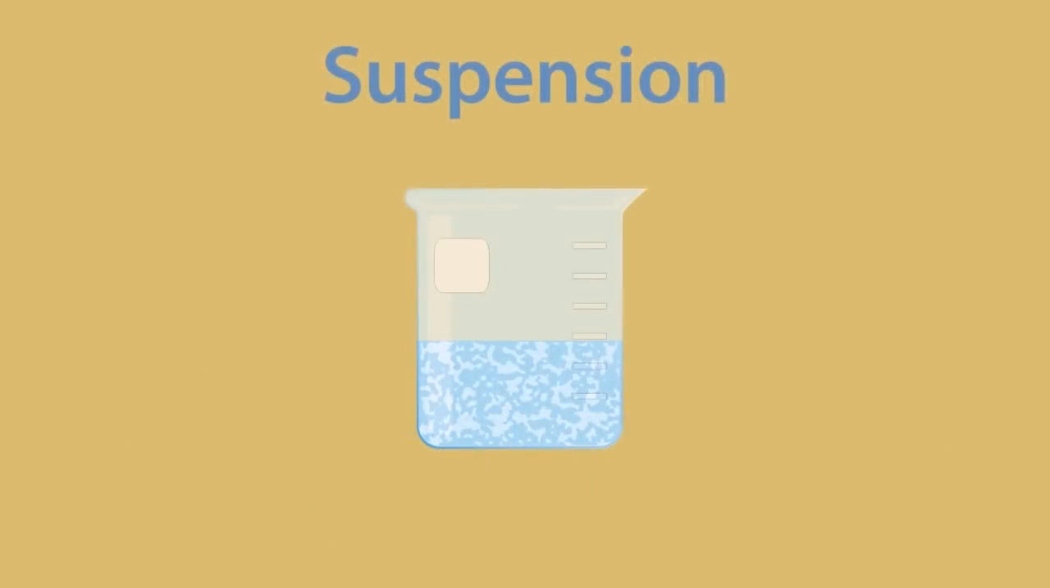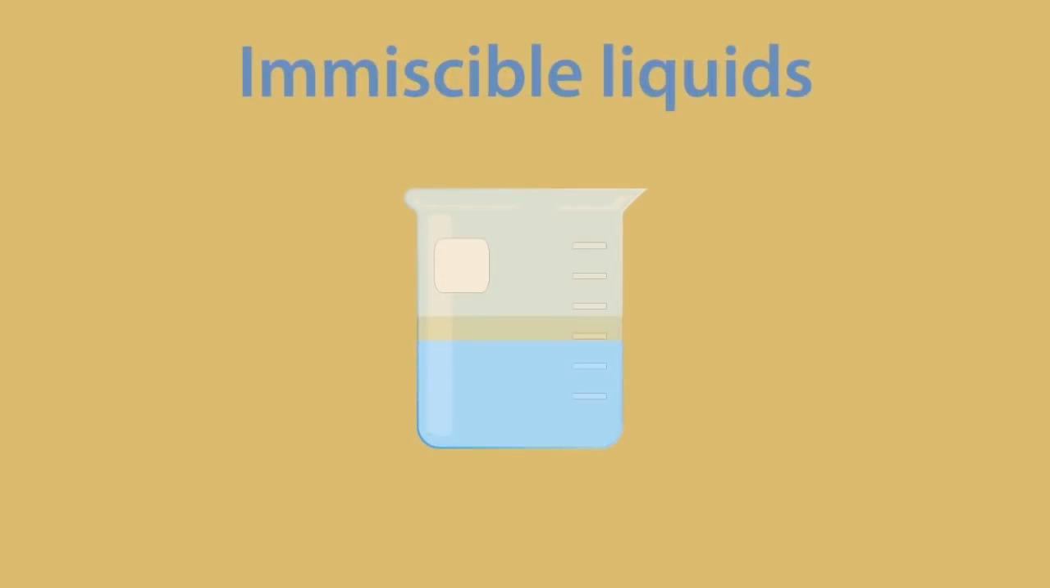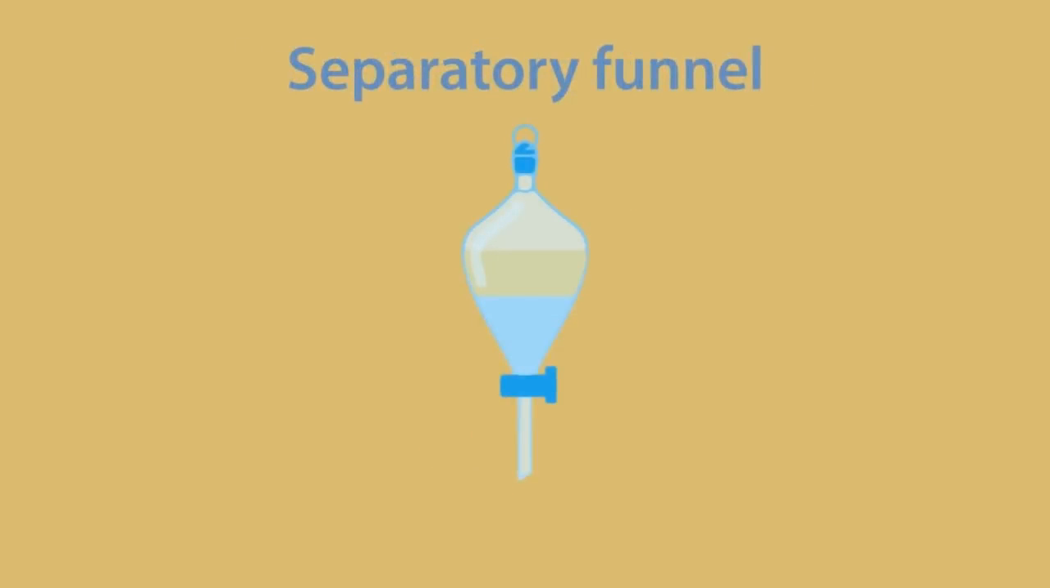The same method is used to separate a suspension, which is a mixture of an insoluble solid in a liquid, such as, for example, small bits of chalk in water. Two immiscible liquids, such as oil and water, can be separated using a separatory funnel.